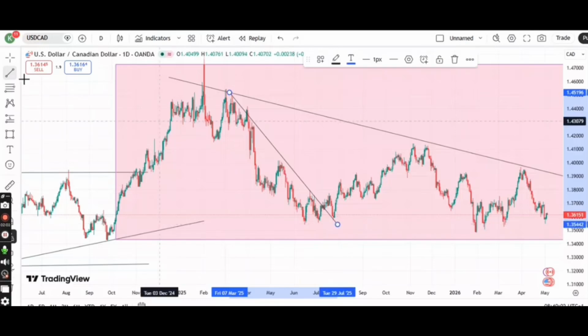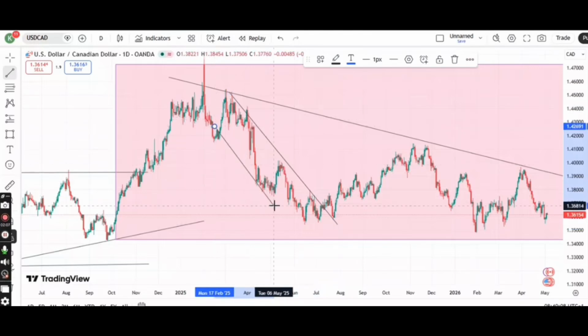Okay, but I usually trade it in form of a channel, because it usually bounces off like this in most cases. Something like this.